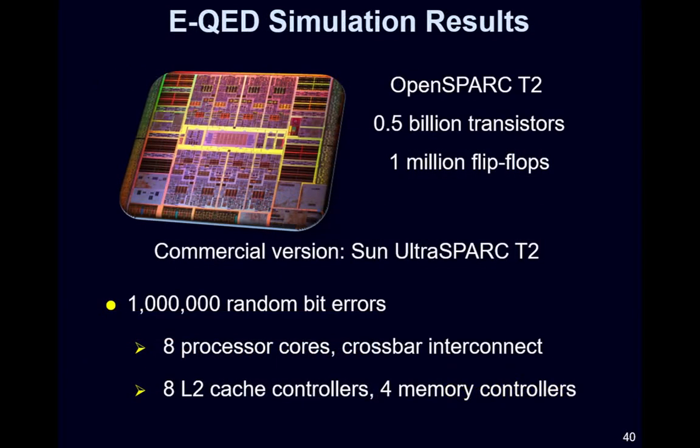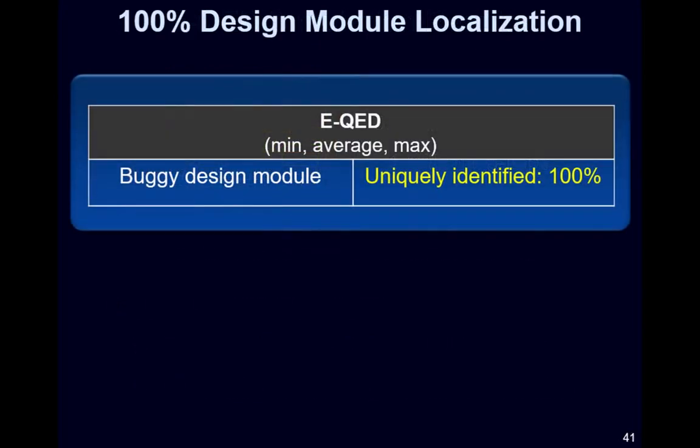So we took the OpenSPARC T2 design, which contains 500 million transistors when it was fabricated commercially as the Sun UltraSPARC T2, and it contains nearly 1 million flip-flops. And we injected 1 million random errors throughout the 8 processor cores, the cross-bar interconnect, the 8 L2 cache controllers, and the 4 memory controllers. And what we could see, first of all, was that in every single case, we were able to localize the error down to the correct, unique, buggy submodule.